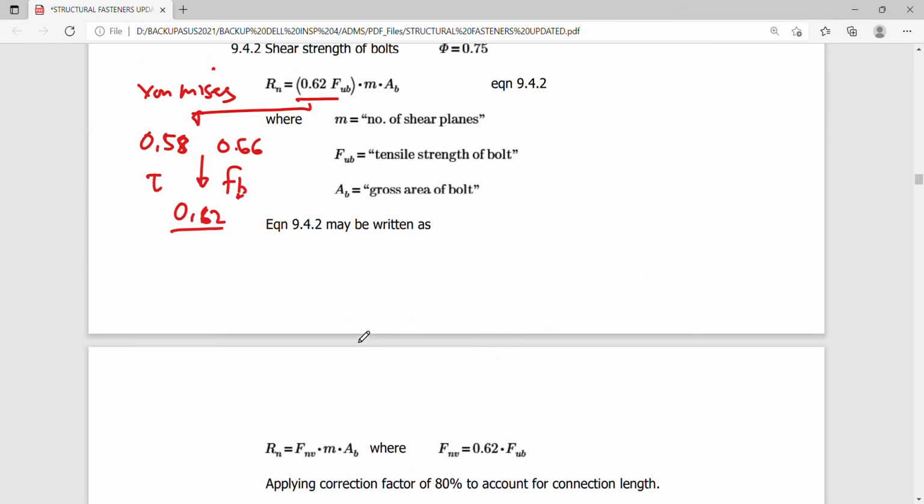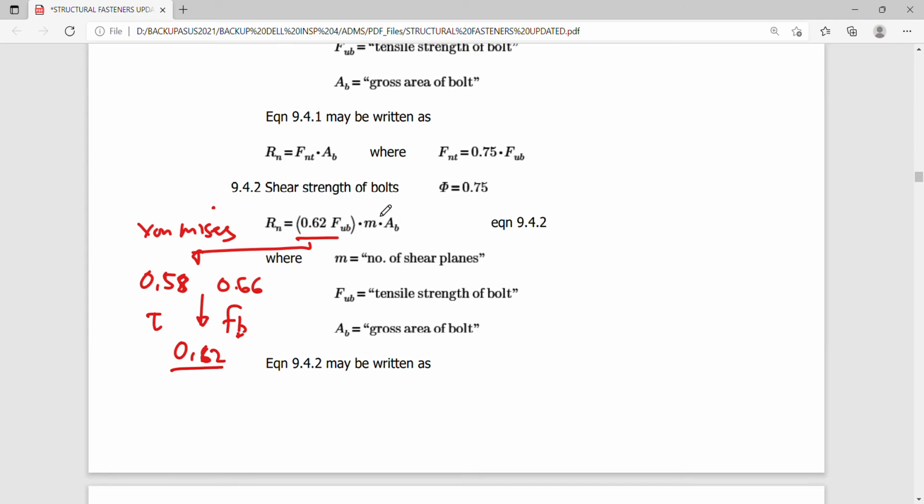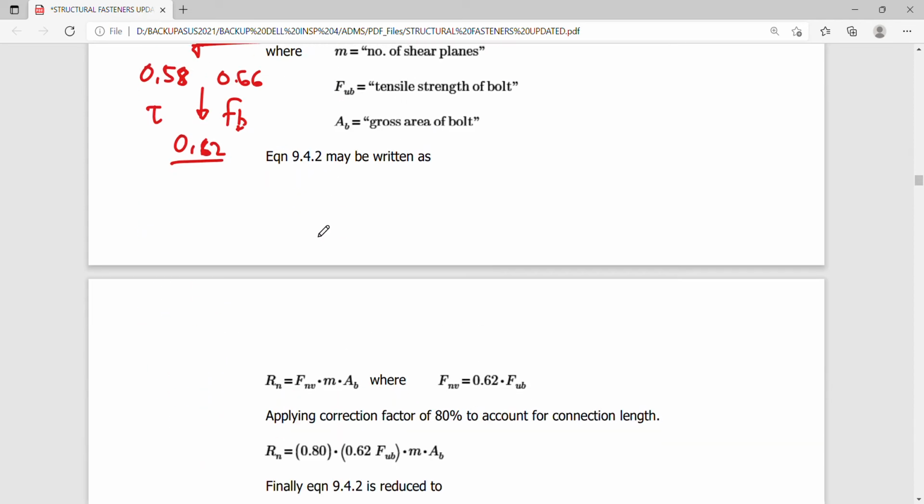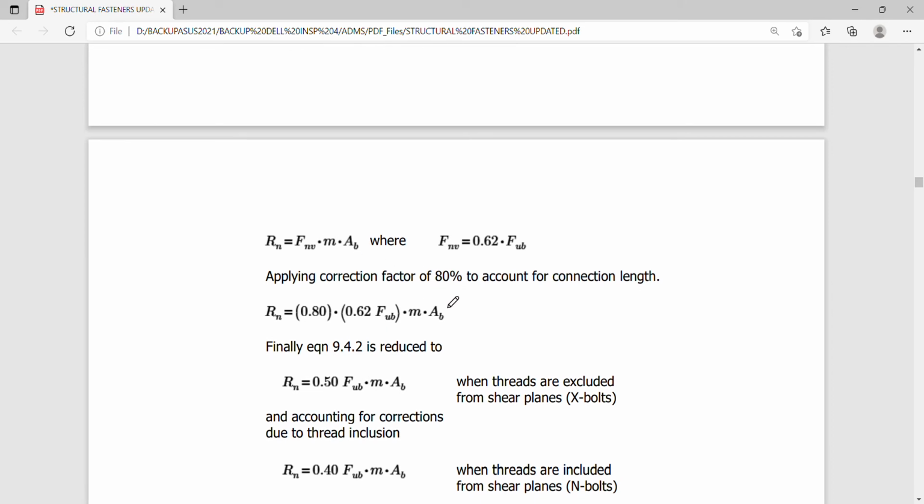So equation 9.4.2 will now be written in terms of a simple 0.62 FUV, equivalent to FNV. Okay, so again, this is an FNV. It's a nominal resistance for shear, where FNT here is a nominal resistance for tension. Applying a correction factor of 80% to account for the connection length. So we now multiply this by 80%, you get a 0.50.